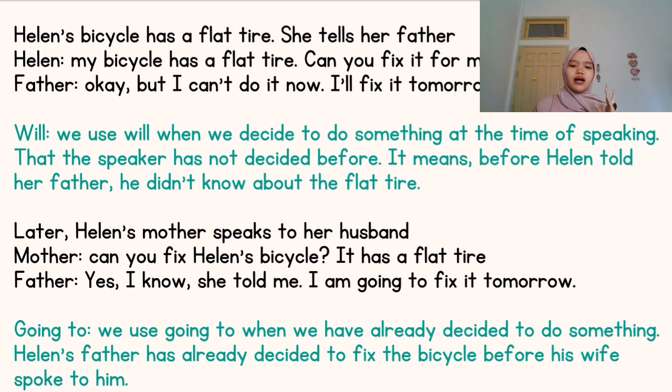But later, Helen's mother speaks to her husband, can you fix Helen's bicycle? It has a flat tire. And the father answers, yes, I know. She told me. I'm going to fix it tomorrow. We use going to here when we have already decided to do something, like Helen's father has already decided to fix the bicycle before his wife spoke to him.